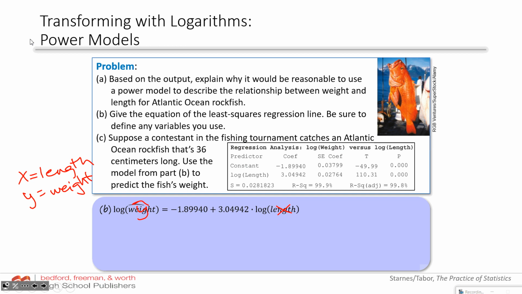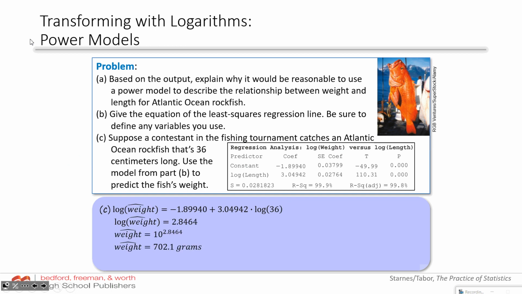And now part C, suppose a contestant in a fishing tournament catches an Atlantic Ocean rockfish that's 36 centimeters long. Same exact question we just did in the packet, right? Use the model to predict the fish's weight. So we're going to plug in 36 for x. And then we're going to simplify that right-hand side, right? Convert this logarithmic equation into an exponential equation. And then raise 10 to the 2.84, and you get 702.1 grams.